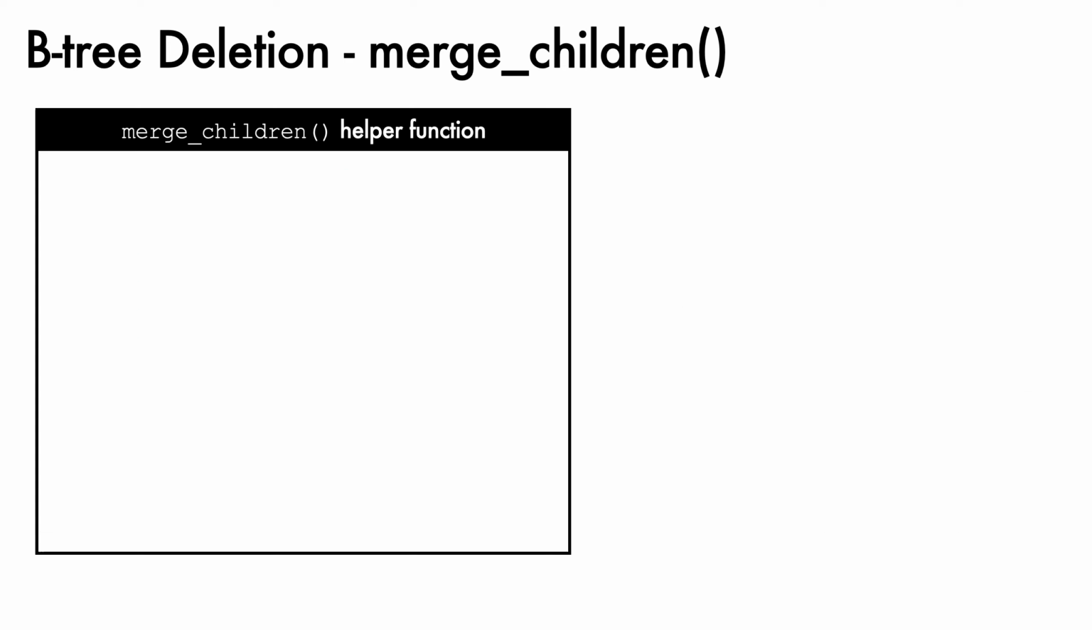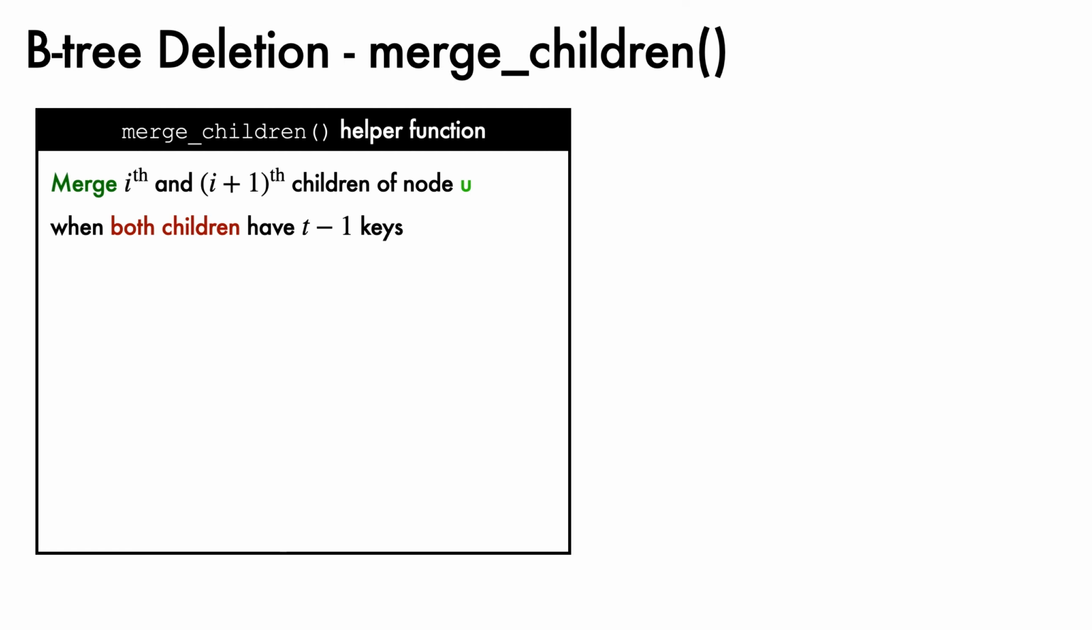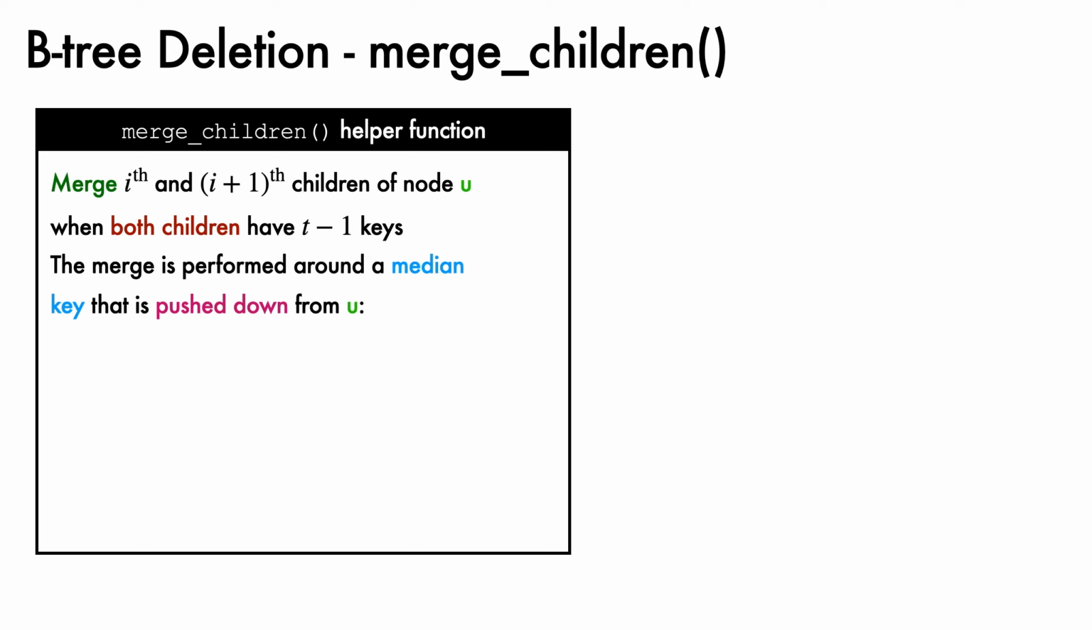Before wrapping up, one helper function we haven't yet implemented is merge children. This function merges the ith and i plus 1th child of a node u when both children have t-1 keys. The merge is performed around a median key which is pushed down from u.